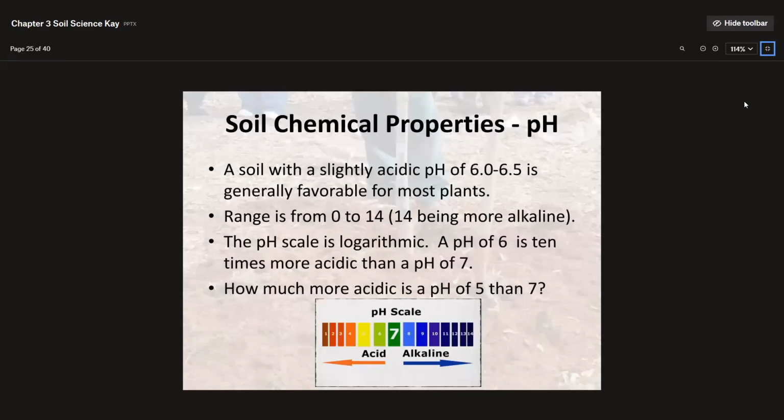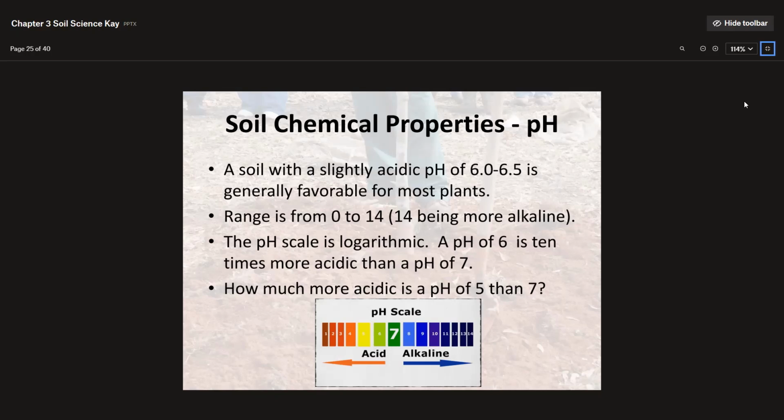Let's talk about the soil chemical properties. pH. Everybody hears about pH, especially if you like plants, right? A soil with a slightly acidic pH of 6.0 to 6.5 is generally favorable for most plants. Okay. The range goes from 0 to 14, 14 being the most alkaline, right? The pH scale is logarithmic. So a pH of 6 is 10 times more acidic than a pH of 7. Okay, 10 times.